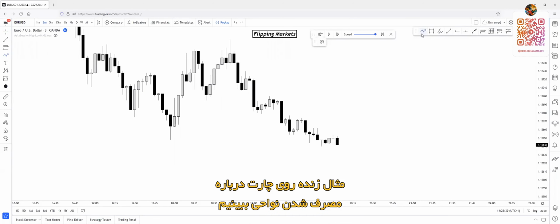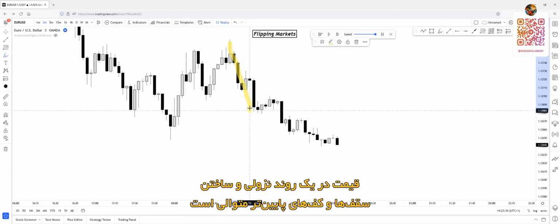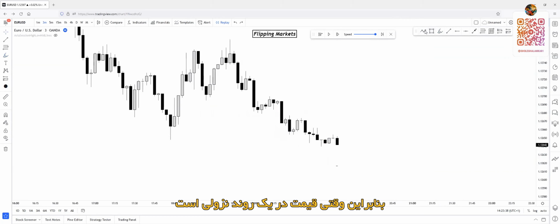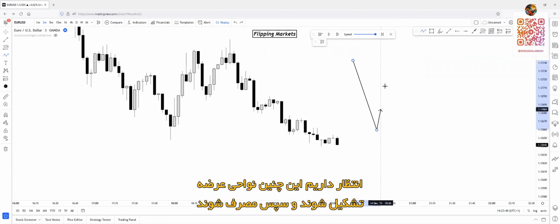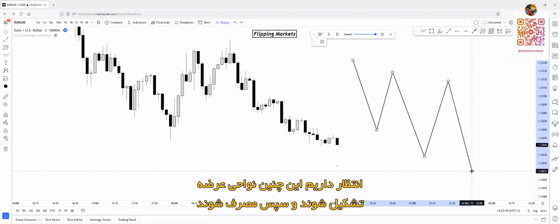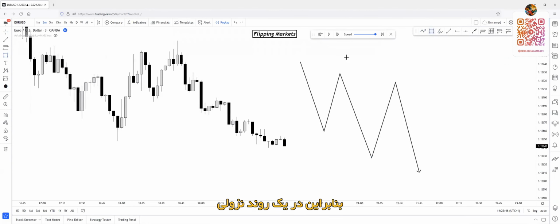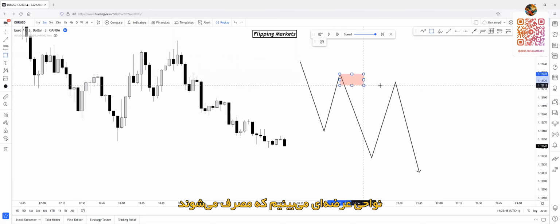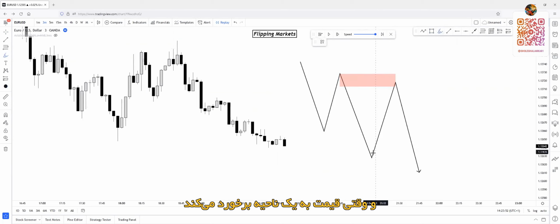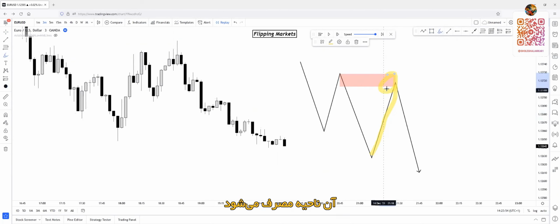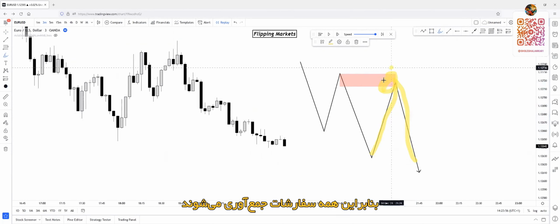Okay, let's see a live chart example for the mitigations. As you can see, price is currently moving in a downtrend, creating a series of lower lows and lower highs. So if price is moving in a downtrend, we are expecting the supplies to be formed and the supplies to be mitigated. So if we see a downtrend, we will see supply zones and we will see the mitigation of these supply zones. So if price taps an unmitigated supply zone, it will become mitigated. So all of the orders were collected.